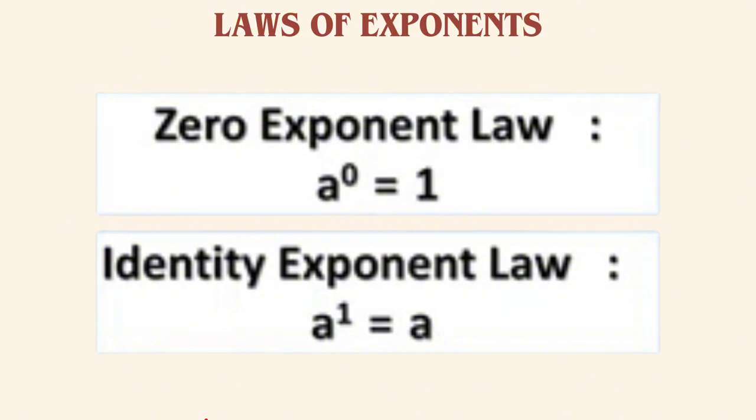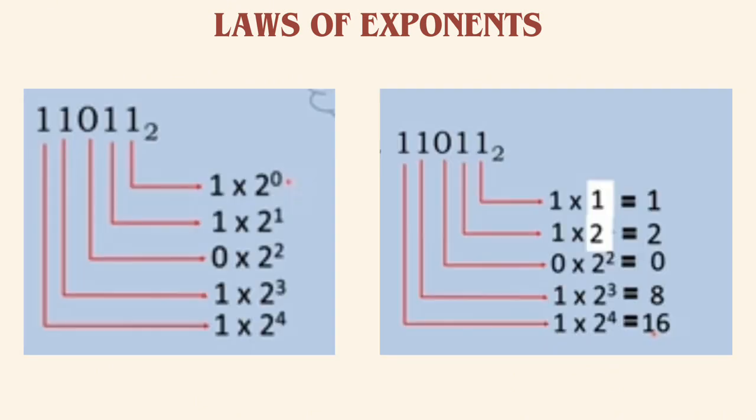0 exponent law. A raised to the power of 0 is equal to 1. And identity exponent law is A raised to the power of 1 is equal to A. For example, we change 2 raised to the power of 0 into 1 on the right side sample. And for 2 raised to the power of 1, we change into 2. And for the clarification, any number multiplied by 0 is 0.